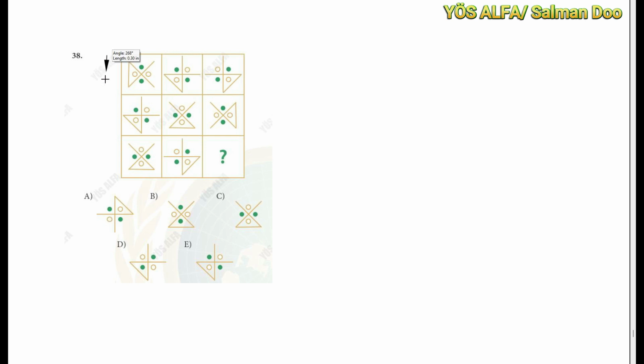In the given figure matrix, from top to bottom, the figure is rotated 45 degrees counterclockwise. When we rotate the second one 45 degrees counterclockwise, we get the third one. So to get the answer, we can rotate this one 45 degrees counterclockwise. So the answer is going to be this one.